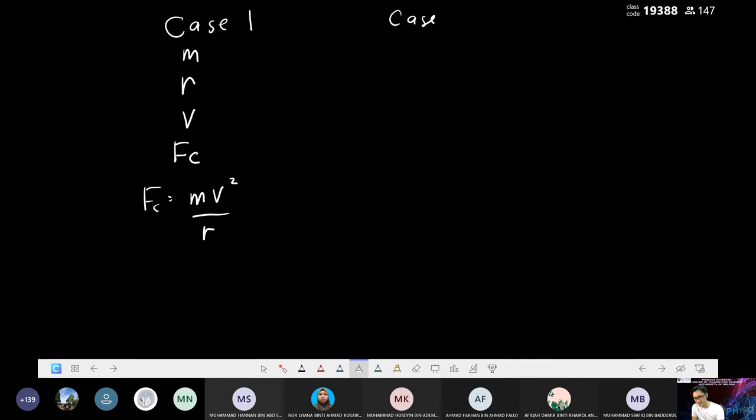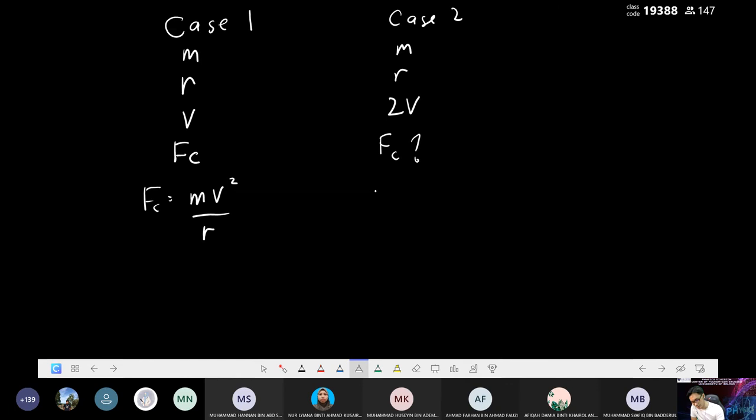Okay, jadi the first case, case yang pertama dia tak double lagi the velocity, jadi we have mass and then we have the radius and we have the velocity, and given that the centripetal force is FC, and we know that centripetal force is equal to M times the tangential velocity to the power of 2, divided by the radius. Okay, this is the first case. And then for the second case, same car, same mass, and same radius, only the velocity is doubled. So I put 2V. And what happens to our FC now?